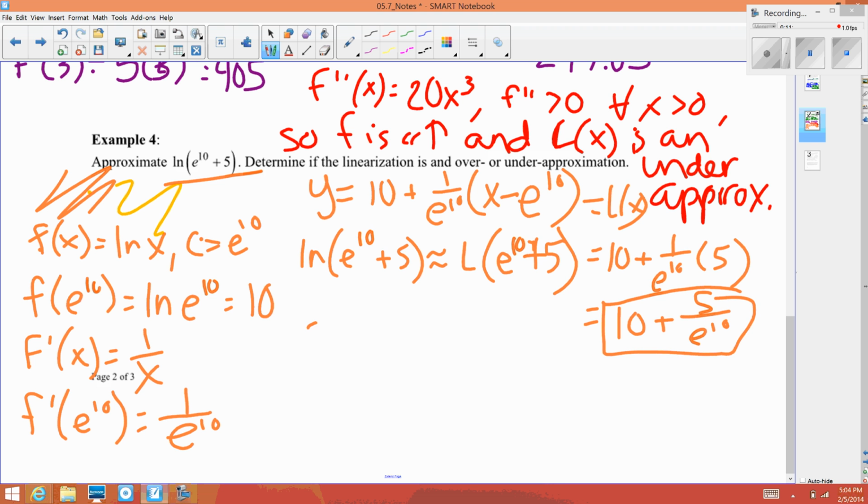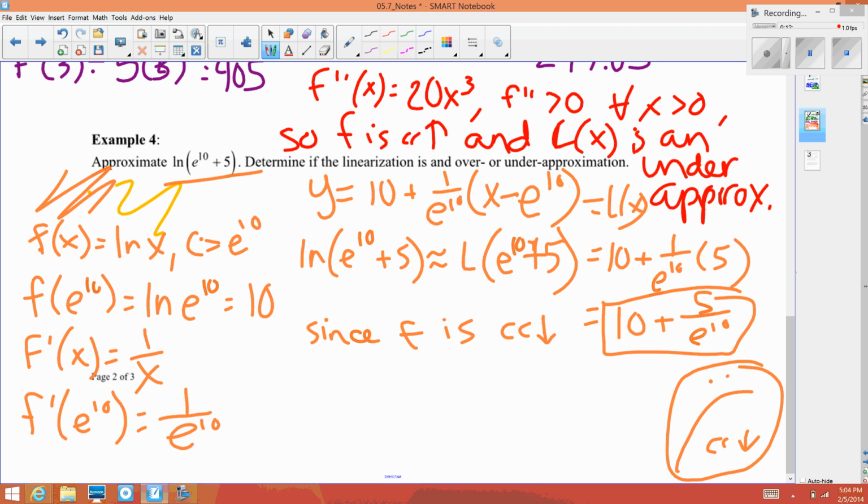Now, this is, since f is concave down. I know that because ln functions are concave down, like a frown. All right. The linearization of x is an over approximation because it would lie above the graph.